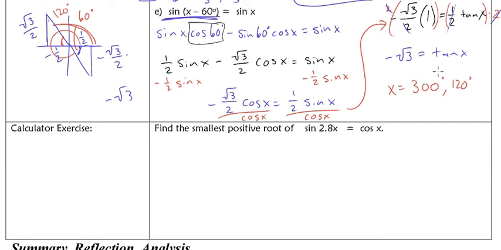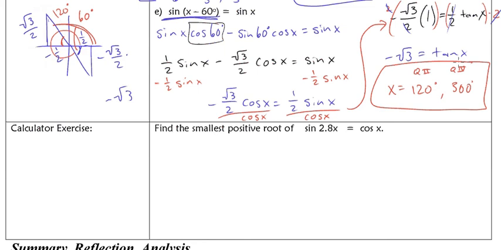All right, so actually let me switch the order there. We'll put quadrant 2 first. So quadrant 2 is 120 degrees, and quadrant 4 is 300 degrees. All right, hope that helps.